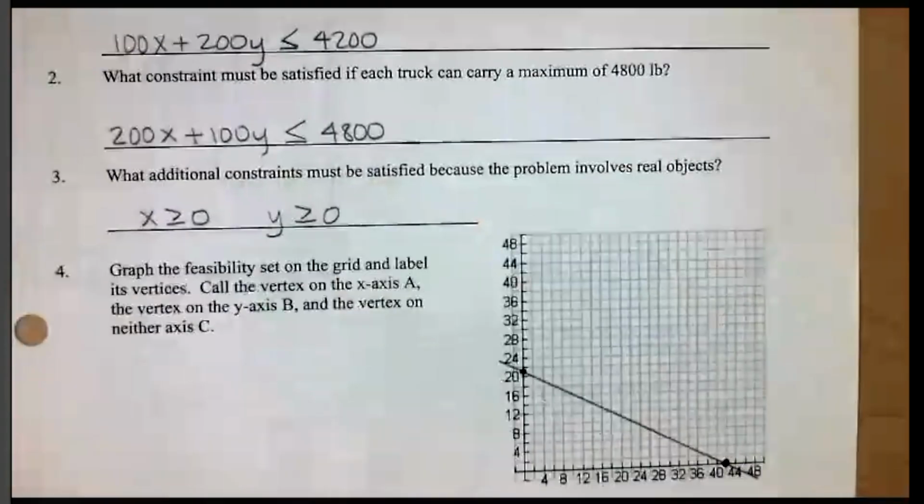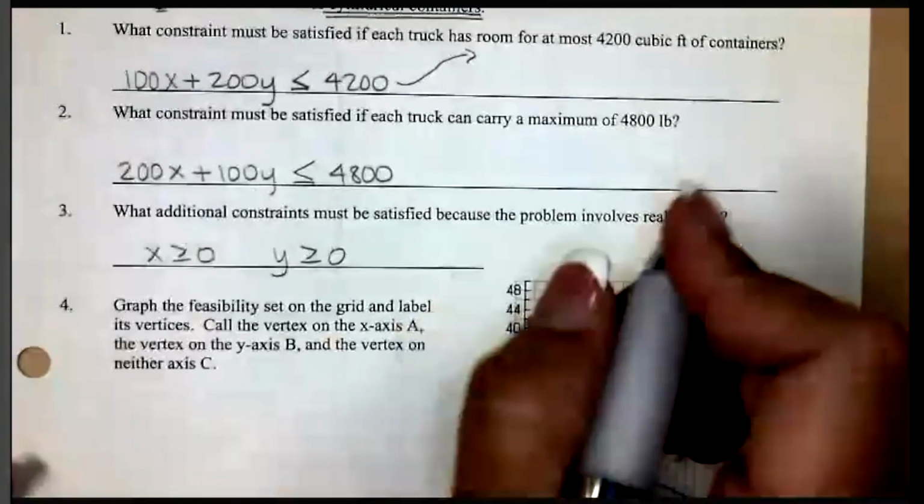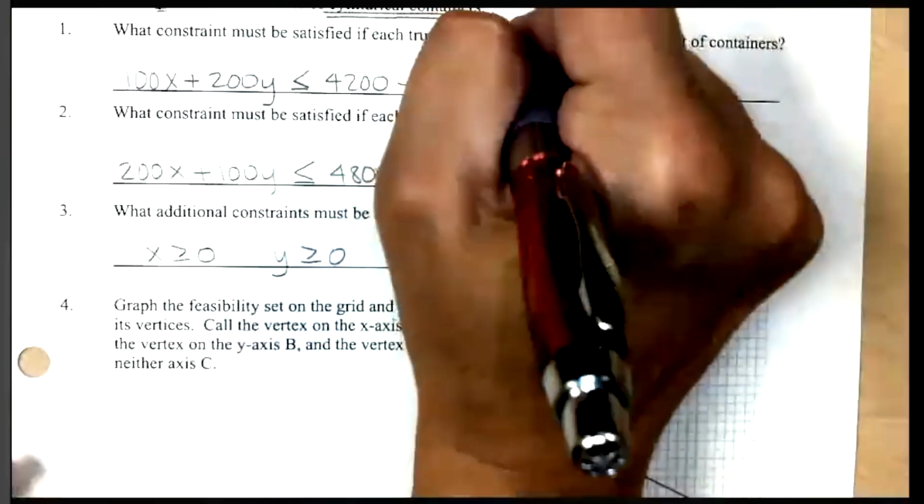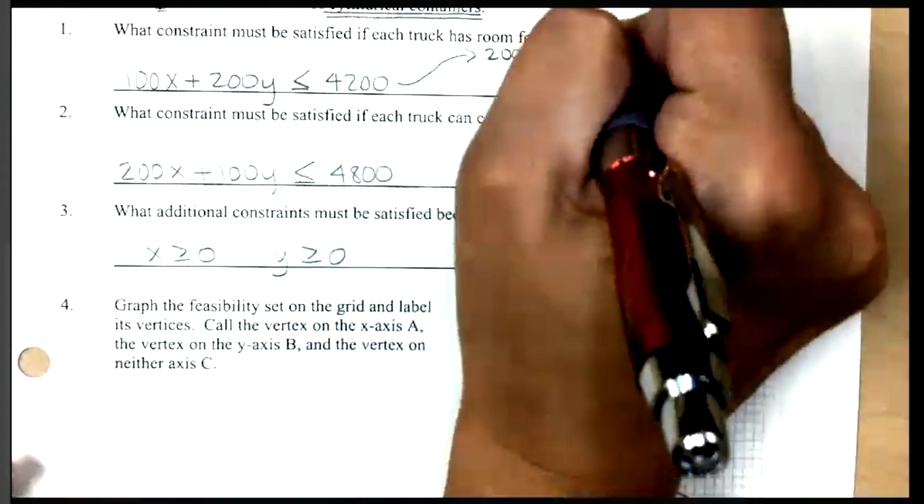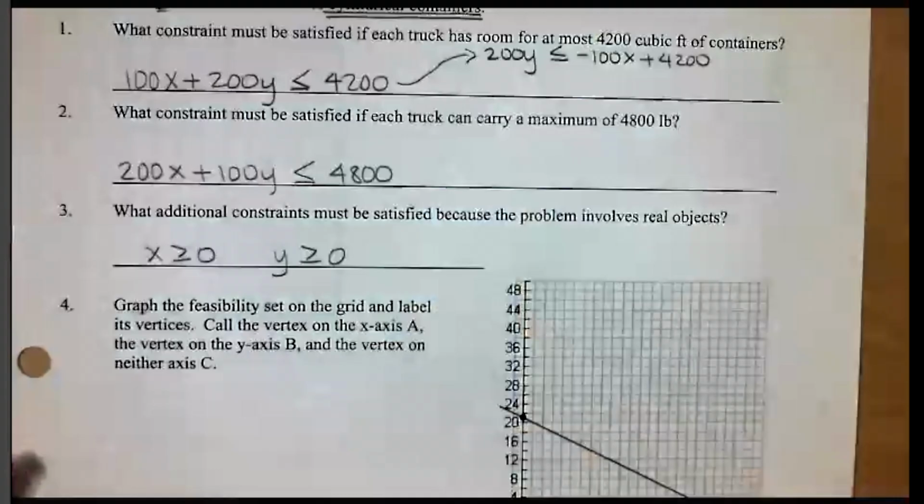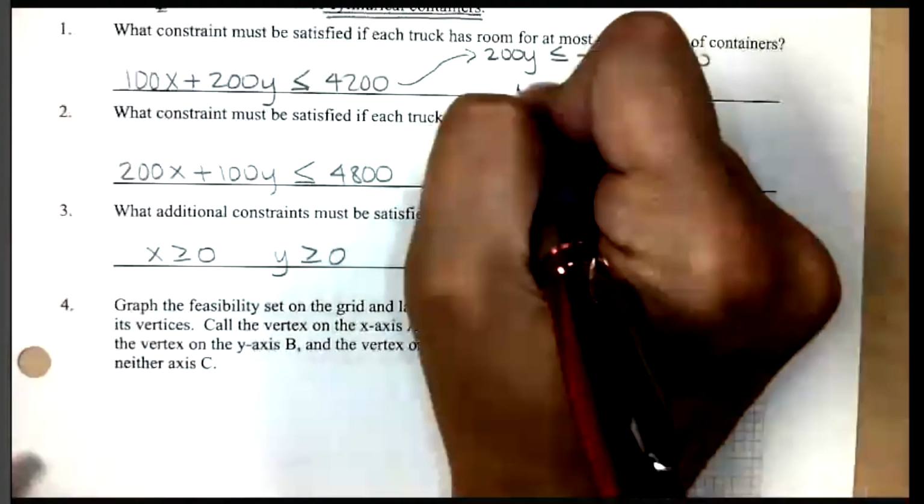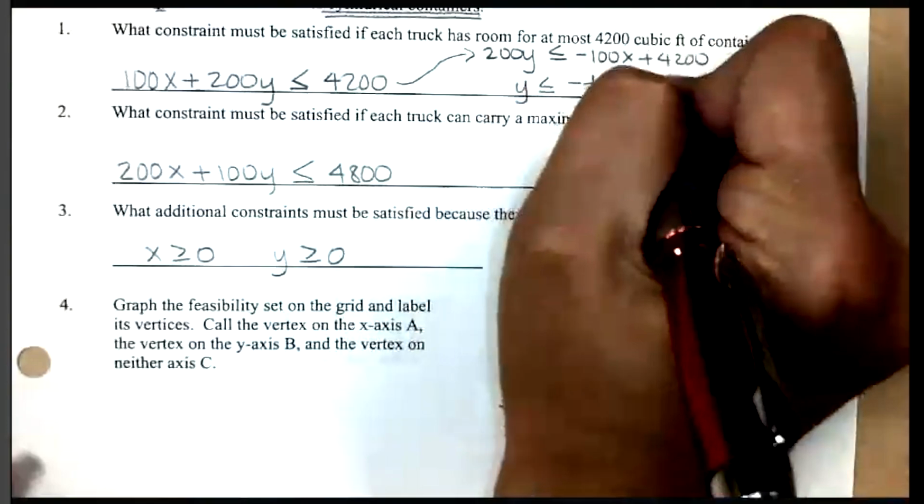So you want a solid line. The other option, of course, is to solve for y. So we can go ahead and subtract that 100x to get it to the other side, and we get 200y is less than or equal to negative 100x plus 4200. And then we divide both sides by 200, and we get negative 1/2 x plus 21.